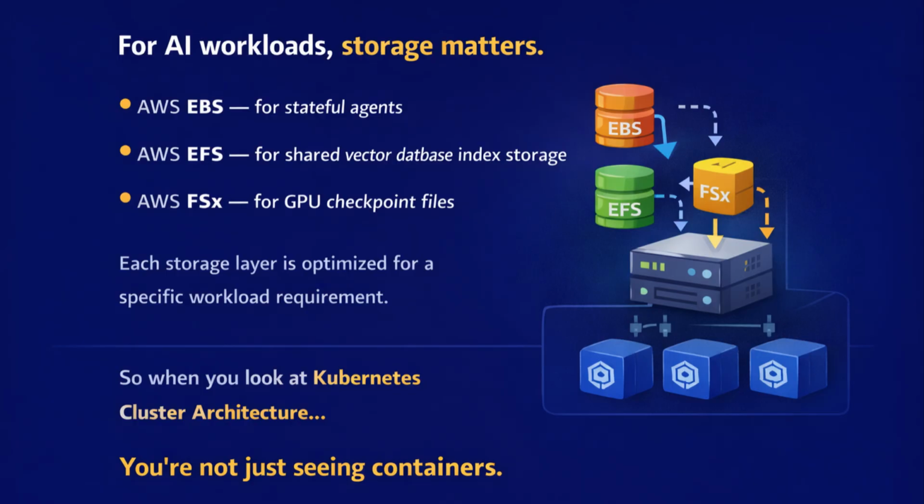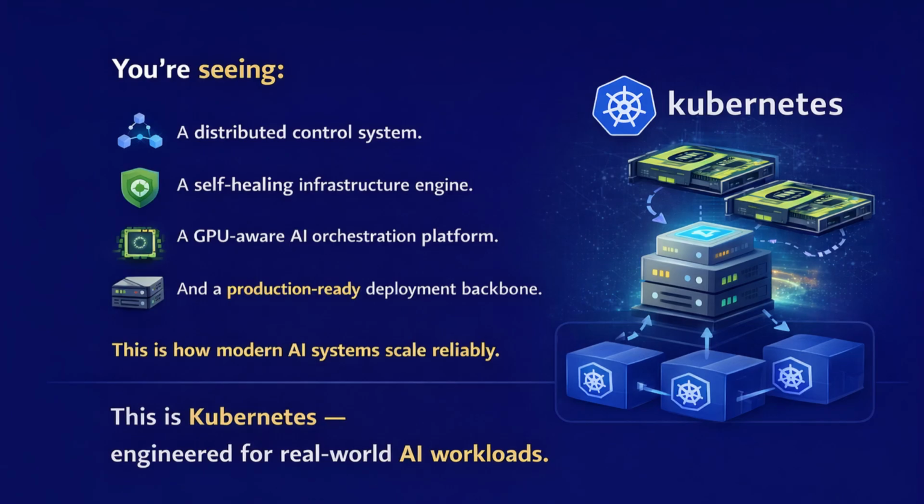So when you look at Kubernetes cluster architecture, you're not just seeing containers. You're seeing a distributed control system, a self-healing infrastructure engine, a GPU-aware AI orchestration platform, and a production-ready deployment backbone. This is how modern AI systems scale reliably. This is Kubernetes, engineered for real-world AI workloads.